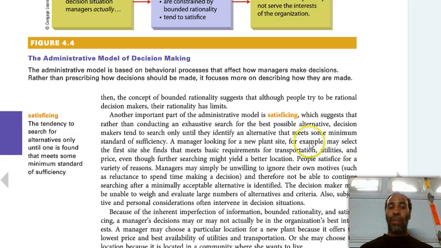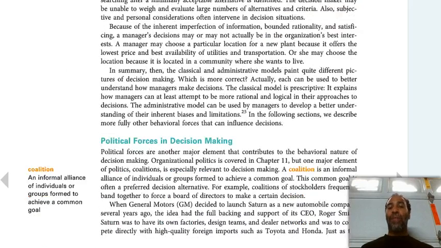Remember I talked about the second right answer. That means some minimum standard of sufficiency, right? Hey, you know what? This fits what the boss needs. Let's go. Let's hit a happy hour. Let's get out of here. I'm tired of doing work.